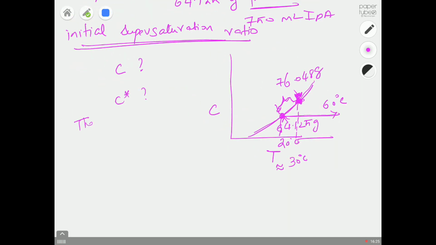So the mass that we can crystallize is C minus C star. I said to you many times, the driving force for crystallization is supersaturation, not concentration gradient. Yeah? So if you don't have supersaturation, there is no crystallization.